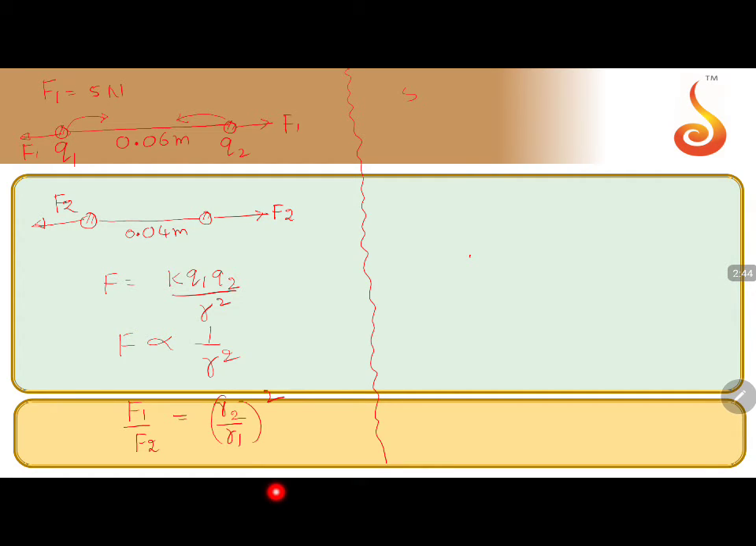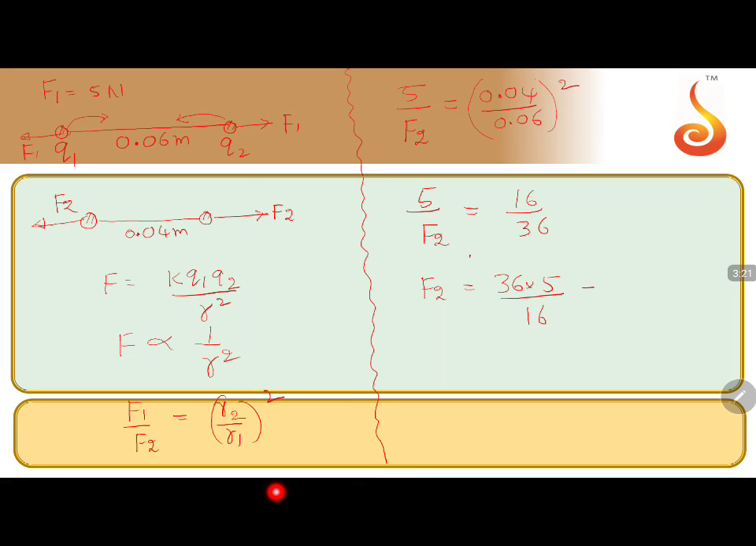F1 is given as 5 Newton. F2 we have to calculate. R2 is 0.04 meter and R1, the initial separation, was 0.06 meter, so whole square. So 5 divided by F2 equal to 16 divided by 36. So F2 will be equal to 36 into 5 divided by 16.